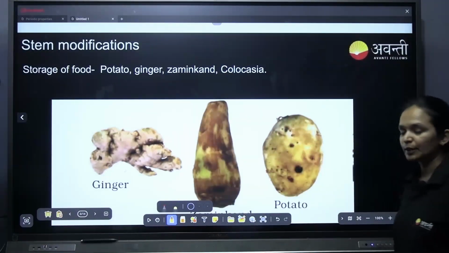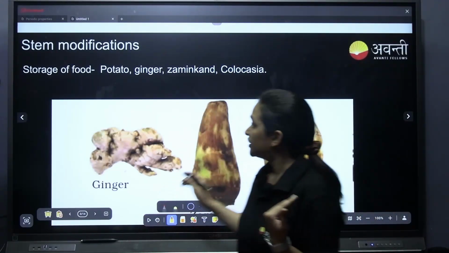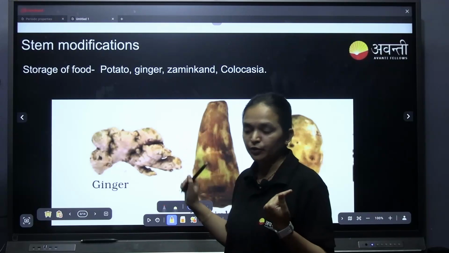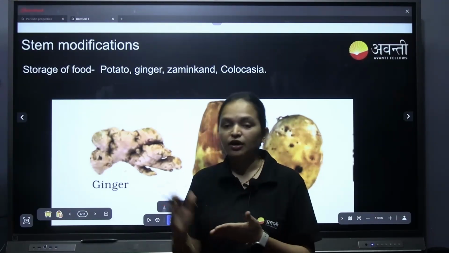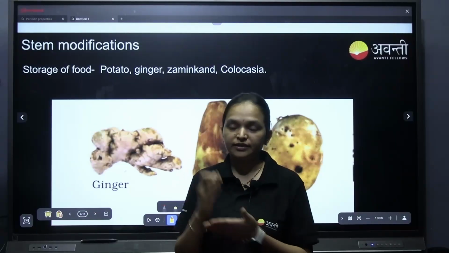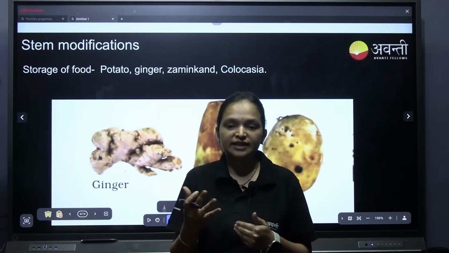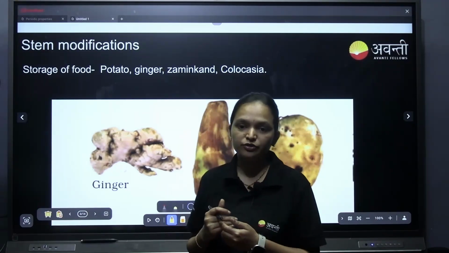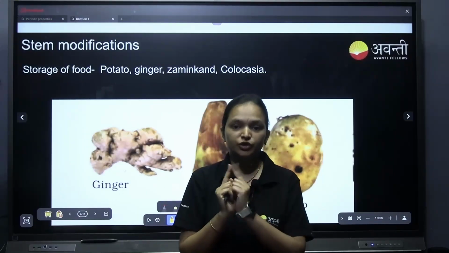Now moving on to stem modification. The stem is modified for storage of food and many other things. We are going one by one. For example, storage of food, or photosynthesis, or maybe protection, like thorns. The stem will be modifying itself for all these different kinds of functions. In that, one of the first functions is storage of food.